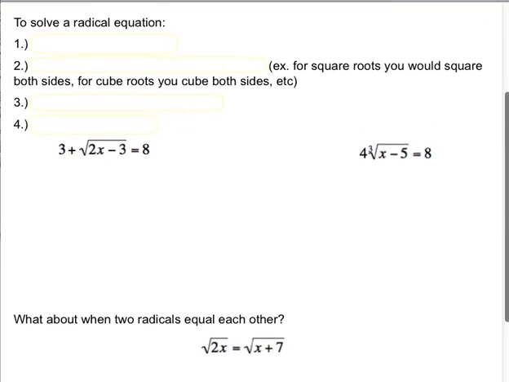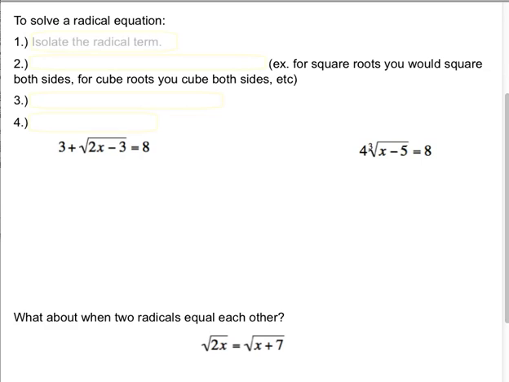So the first step to solving a radical equation is you have to isolate that radical term. You saw this too back when we did absolute values. We did the same thing. You wanted to isolate that piece of your equation.